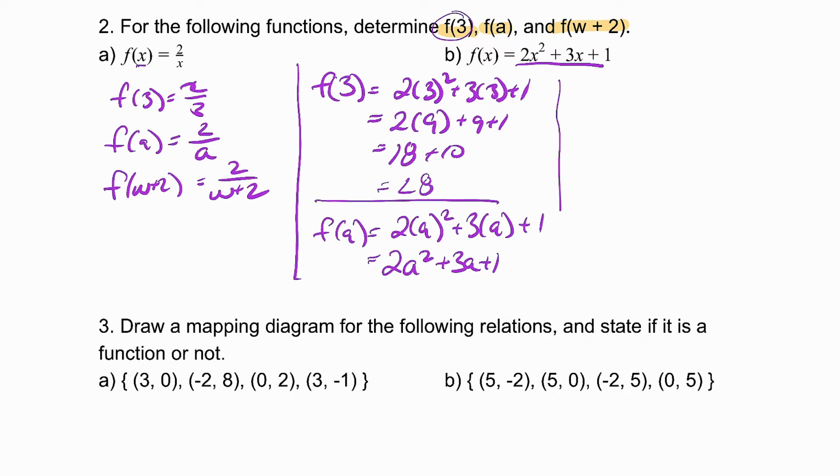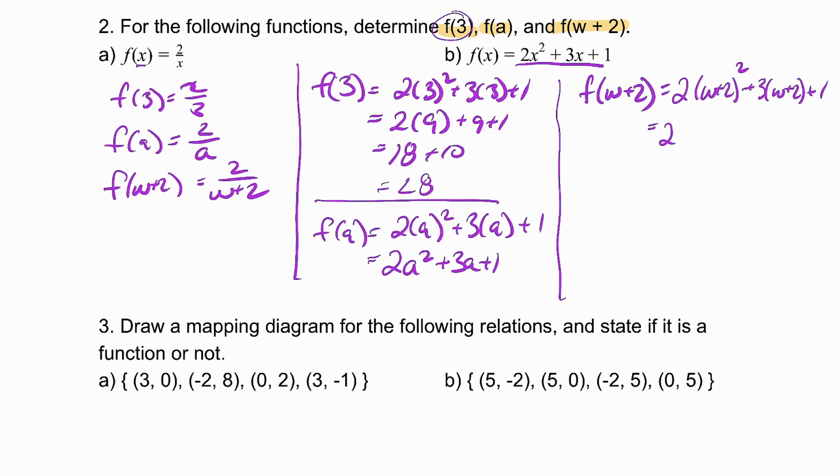Okay. Next one is going to be a little bit more tricky, only because we have to do a lot more algebra, but not the functional notation is tricky. So here we got f of w plus 2, and this is where brackets are going to be important. Now I get 2 times w plus 2 all quantity squared plus 3 times w plus 2 plus 1. So now I have to go off and expand and simplify this.